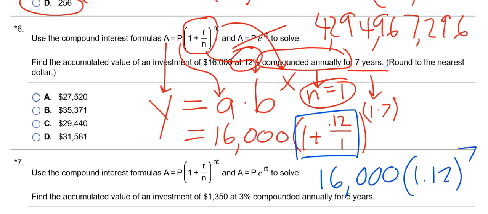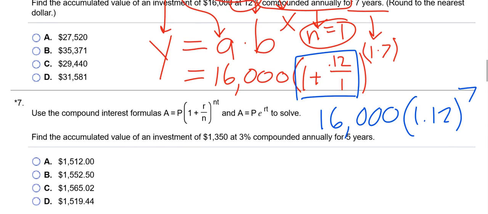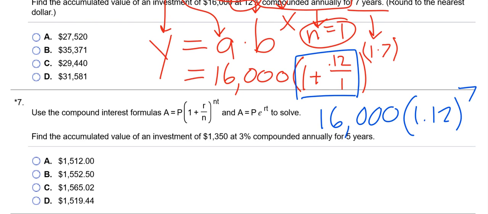Okay, what do we get as a number here? 16,000 times 1.12 to the 7th power. 35,370. Oh, 371. Yep, you're right. Rounds to the nearest dollar. You are correct.